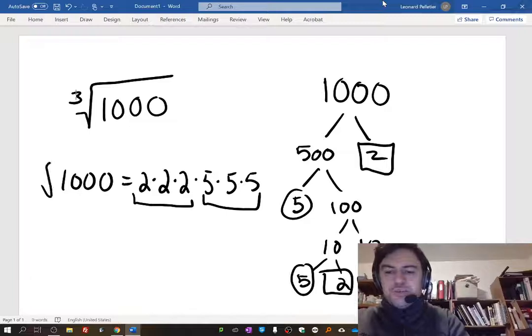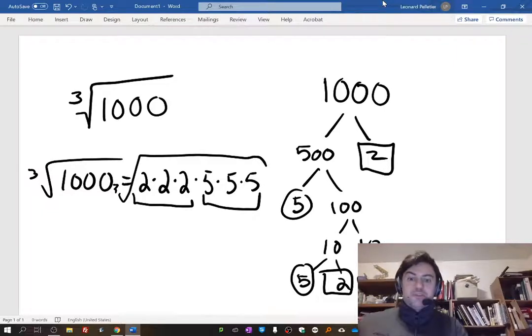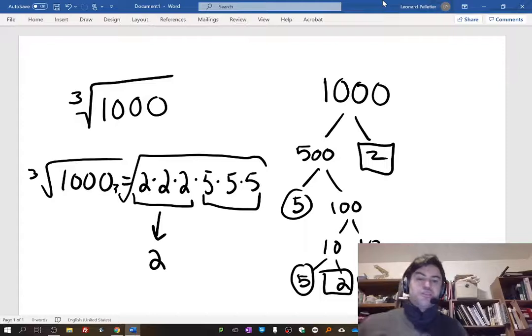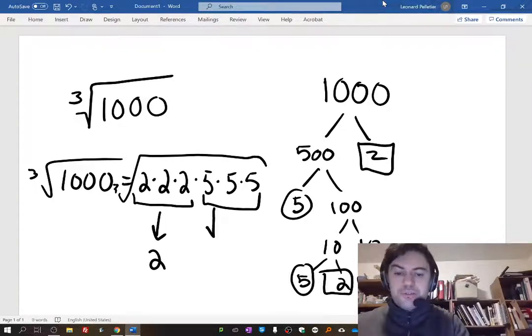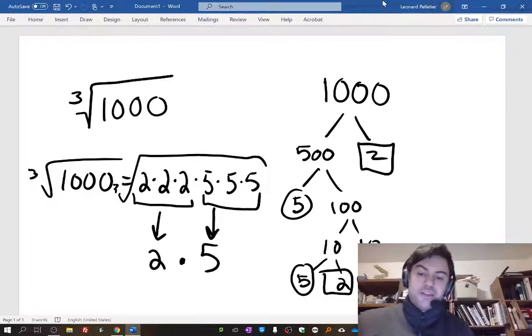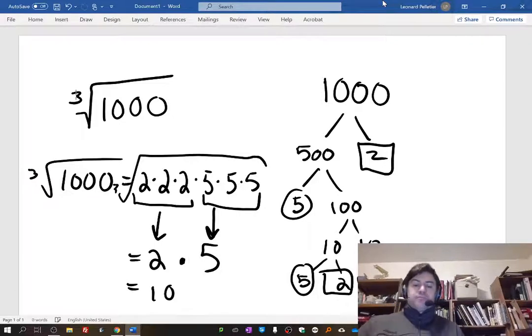Because when you take the cube root of 1,000, you're taking the cube root of this stuff, and when you take the cube root of 2 times 2 times 2, you end up getting 2. And you take the cube root of 5 times 5 times 5, you end up getting 5. So the answer is 2 times 5, because there's a triple of 2s and a triple of 5s. So that gives us 10. That's the answer. And that's how you do it.